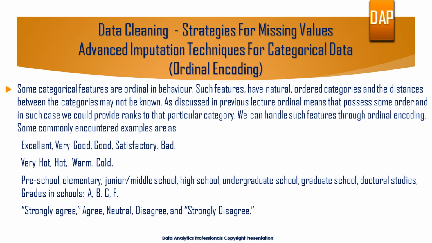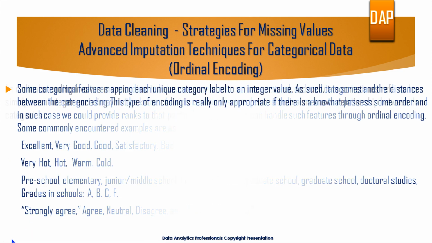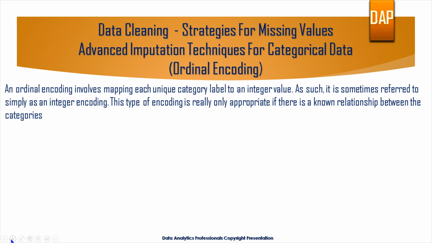These are some of the examples I have shown you in the previous lecture as well, but just reminding all of you, if somebody is just catching on from this lecture. Now, an ordinal encoding involves mapping each unique category label to an integer. As such, it is sometimes referred to simply as an integer encoding. This type of encoding is really only appropriate if there is a known relationship between the categories.